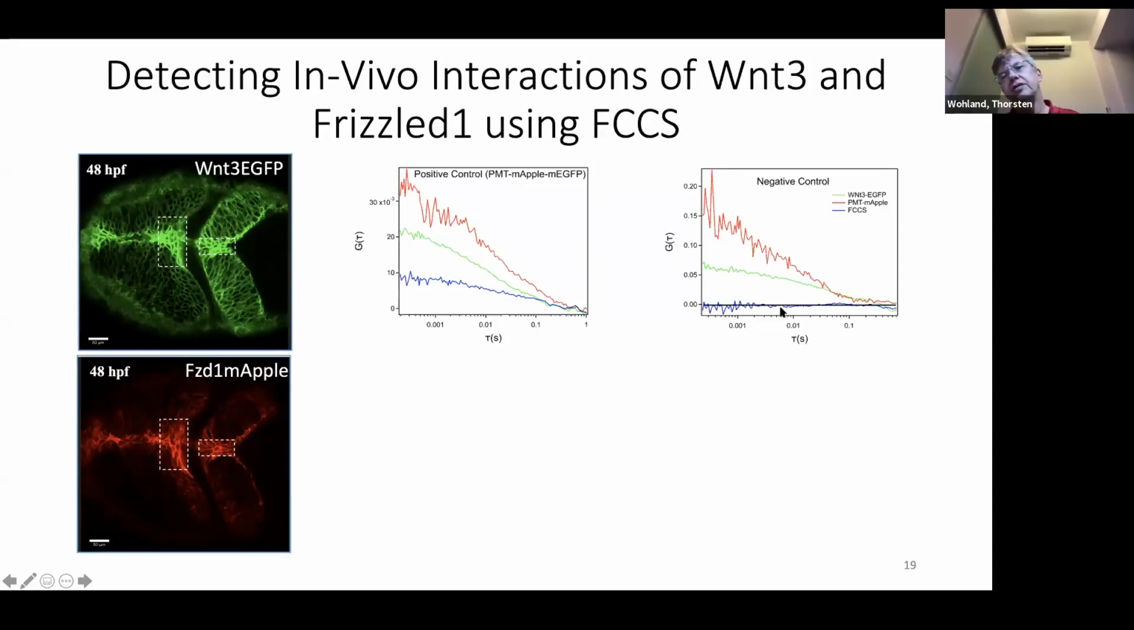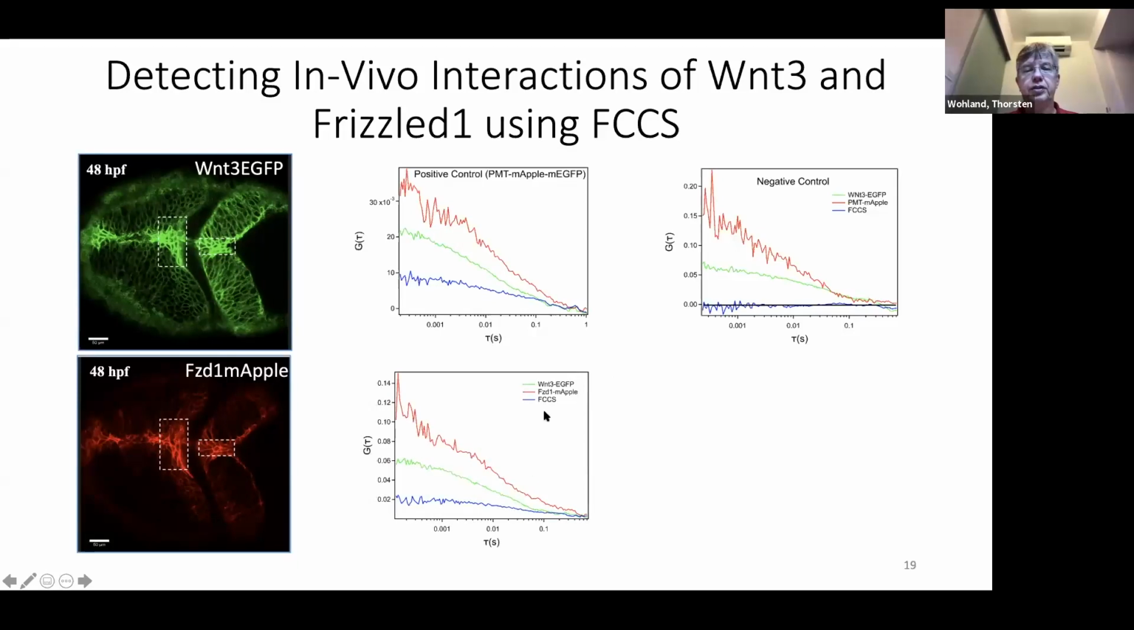I should mention here that to get such a nice negative control, what we do is we alternate our lasers. We switch the green on and the red is off, and then we do the other way around. In this way, you can avoid crosstalk and you actually get very nice negative correlation functions. So that's a positive and negative control.